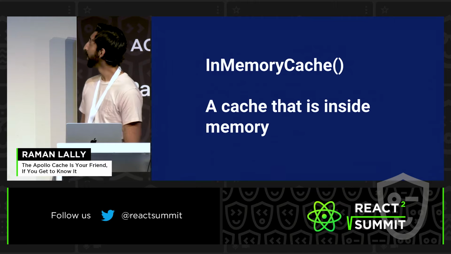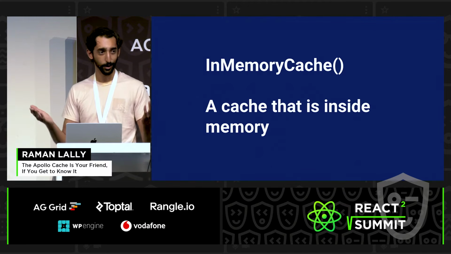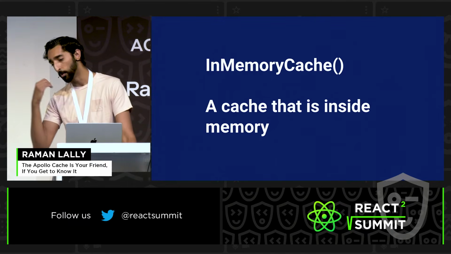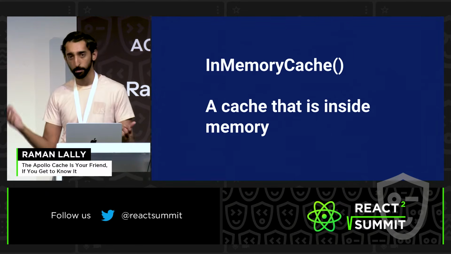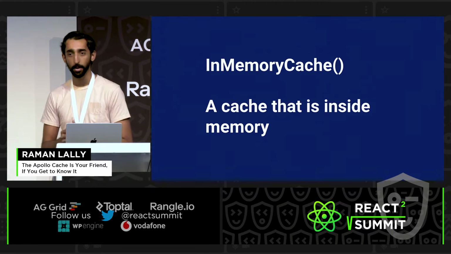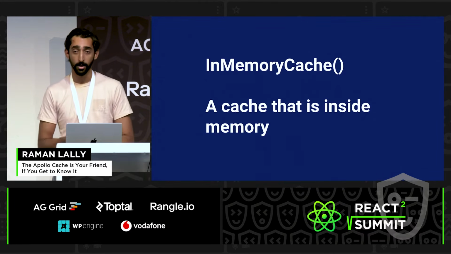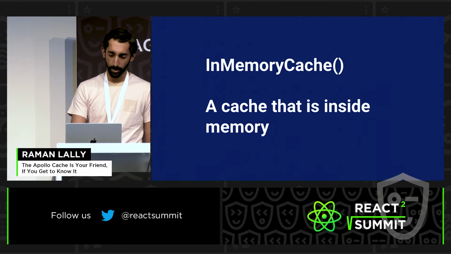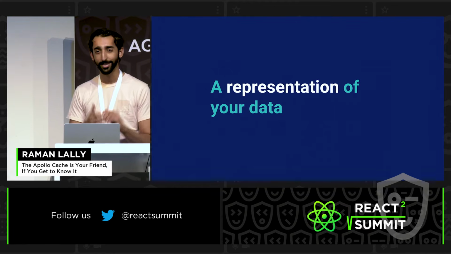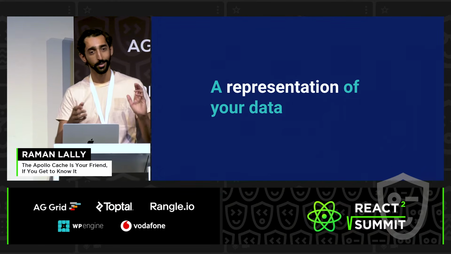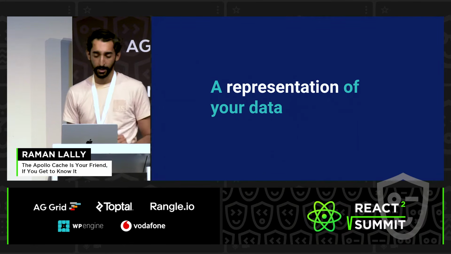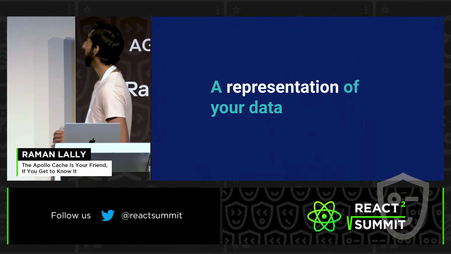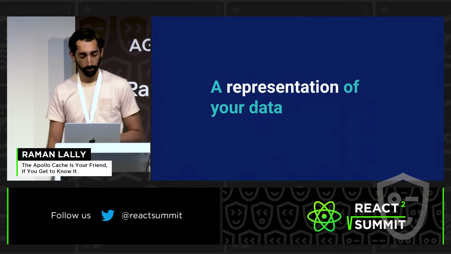So it's in memory, as the name might tell you, and that's exactly where it's stored. So every time you rebuild your application, it would get rebuilt. Every time you refresh the page, it's coming back. It's not persisted anywhere, unless you actually persisted it yourself. And what's inside of it is not actually your data. It's a representation of your data. So it takes whatever data you got back from your query, and we store a version of it.